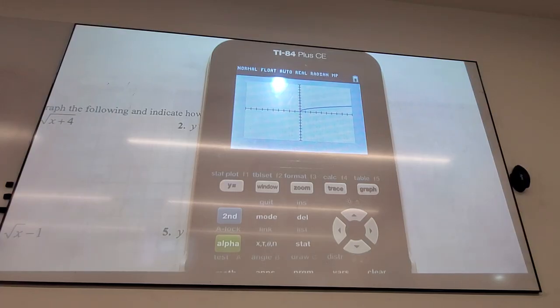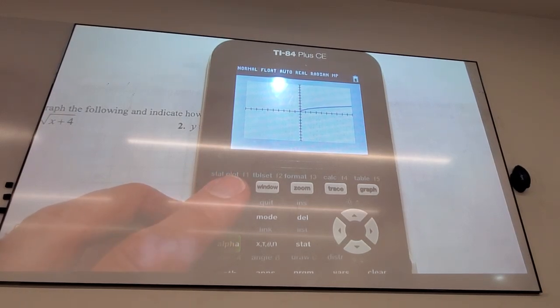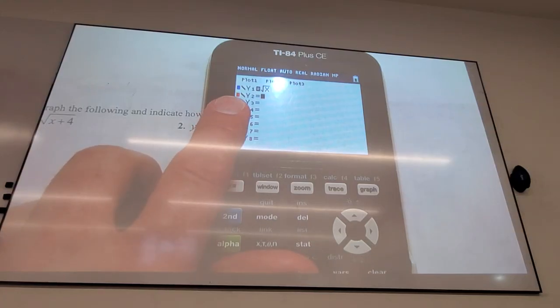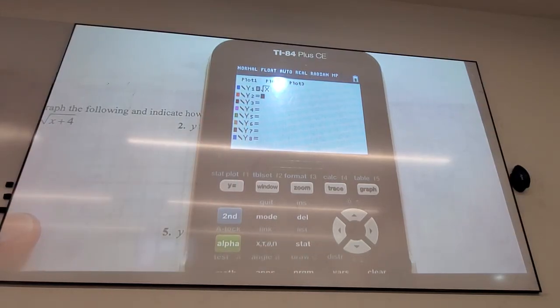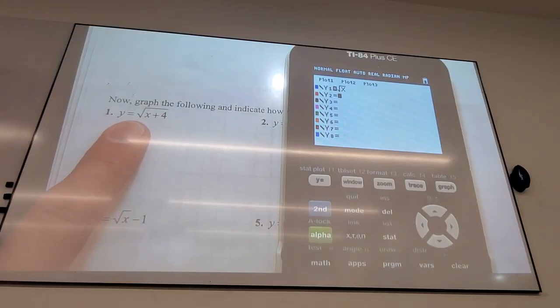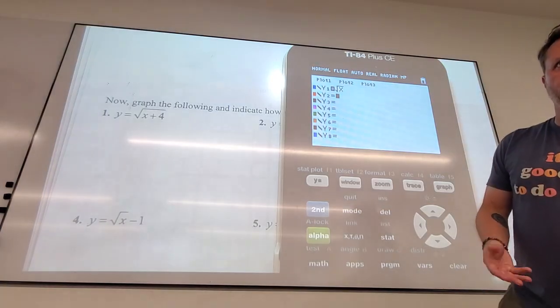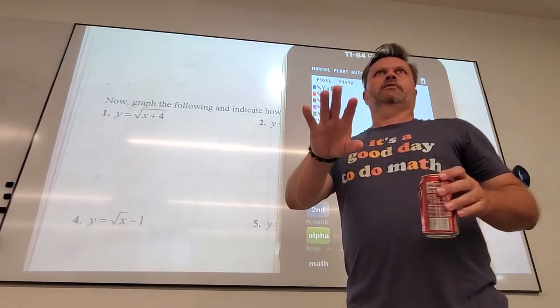If you have an older calculator, this one's kind of nice, and I've gotten so used to this. Look at all the colors. So let's just do one thing at a time. Can you guys put that function in? Graph it and see what happens. Now, some of you guys remember transformations. Just sit on that for a bit.